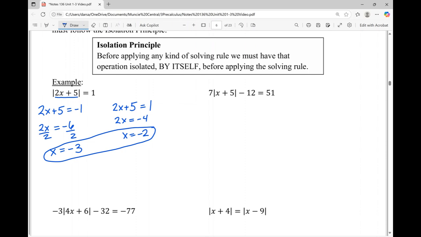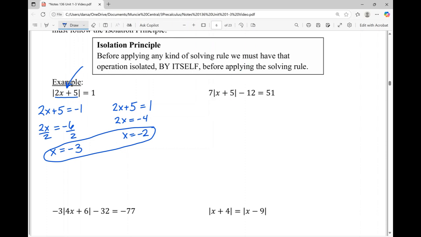Now, the next problem is showing a very, very important thing, and that is what is known as the isolation principle. If you have a rule like, here's how you solve a square root problem, here's how you solve an absolute value problem, you cannot use that rule until the thing that you have the rule about is by itself on one side of the equation. So notice here, absolute value by itself on the left, number on the right. But in our next problem, this absolute value has all kinds of stuff added and multiplied and all kinds of things going on here.